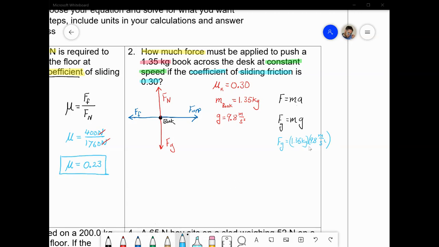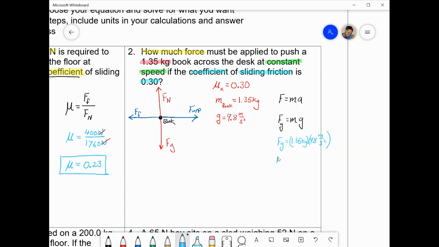If I multiply these two things together, I've got 1.35 times 9.8. 9.8 is almost 10, so I know it's going to be close to 13 in the end, moving that decimal, but it'll be a little bit less than that. So 1.35 times 9.8 gives me that force of gravity here, or weight, is 13.23 newtons. Right, so that's what this little piece is.